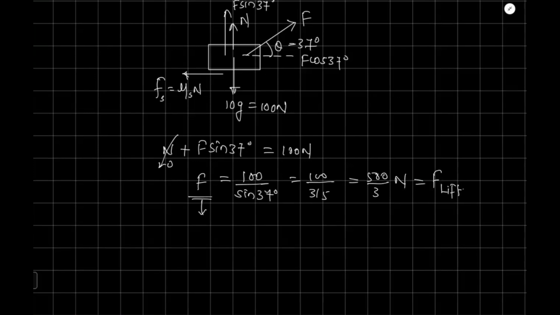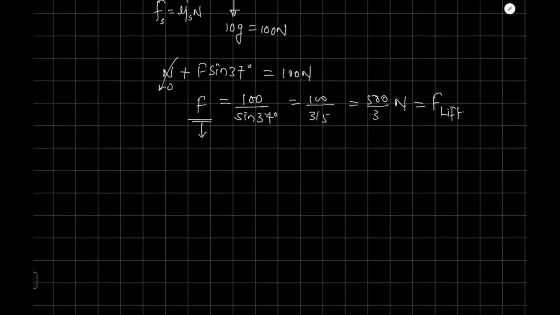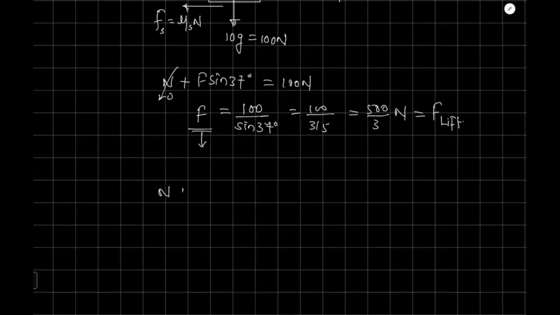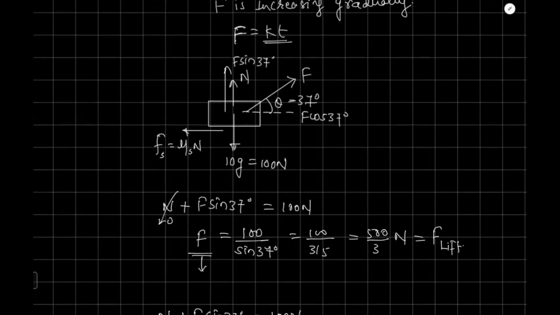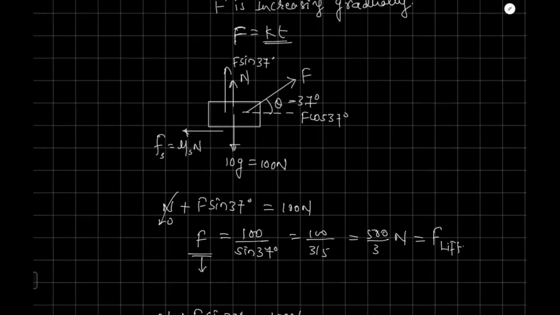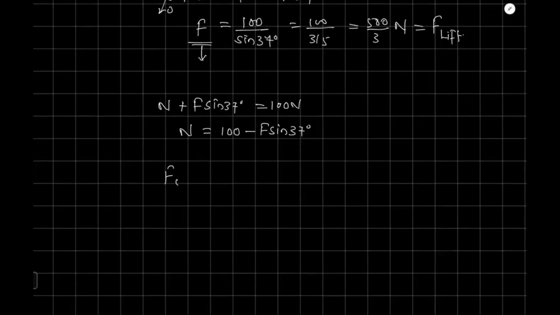Now we'll see what the force required for sliding is. We'll make again the same equation: N plus F sin 37 is equal to 100 Newton. This time we are not going to put the normal reaction equal to 0. We'll find the value of the normal reaction, that is 100 minus F sin 37. Now we'll apply the equation in the horizontal direction. You can see the forces in the horizontal direction, this one and this one. So I can write F cos 37 is equal to mu into N.